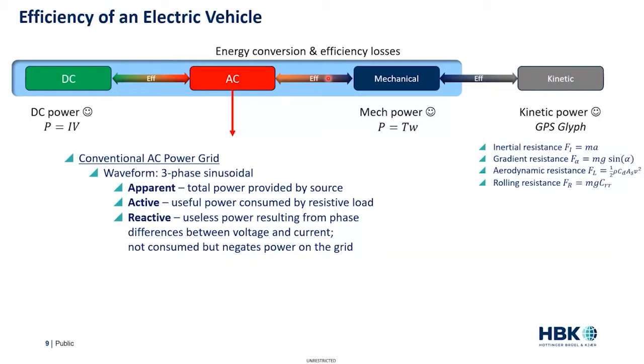Now, the apparent power is the total power that's provided by the source. The active power is the amount of that which is actually doing useful work. So this is consumed by the resistive load. It's powering our lights, our heating systems, our production line equipment, and so on. We also have this third component, reactive power. This is useless power, if you like. It's the power that's created by the difference between the phase of the voltage and the current. It's not consumed by the resistive load, but it introduces negative power on the grid. So that offsets the grid power. So we usually end up paying for that as well.